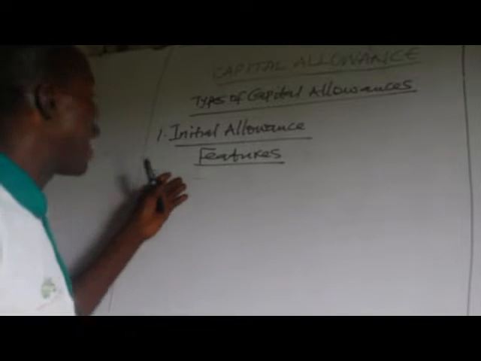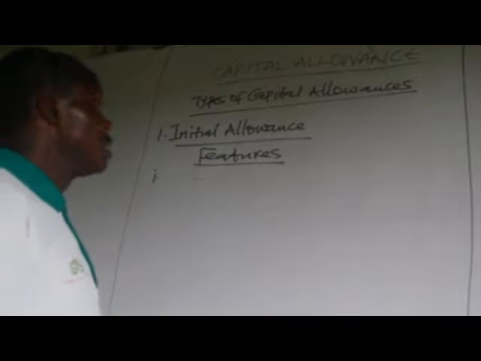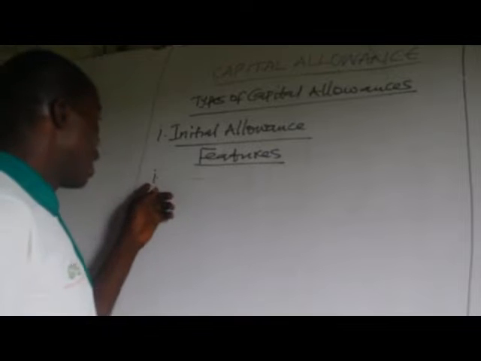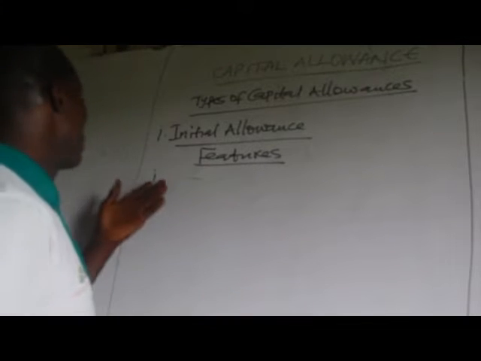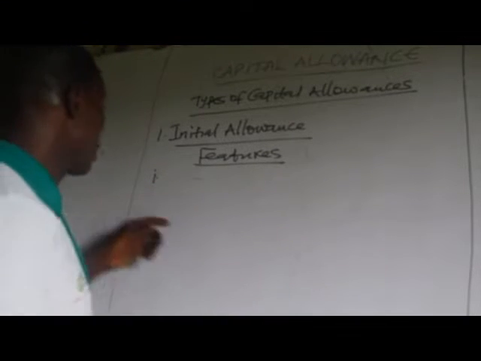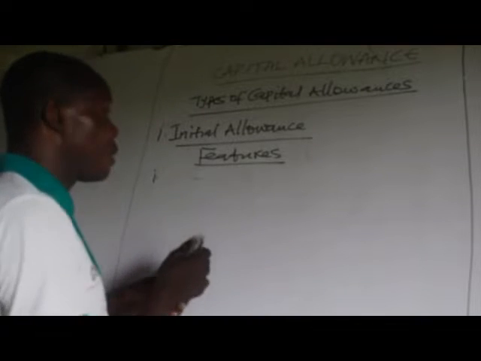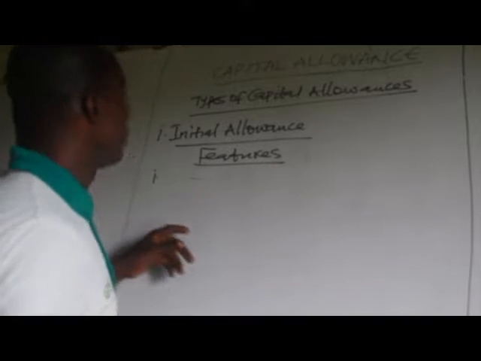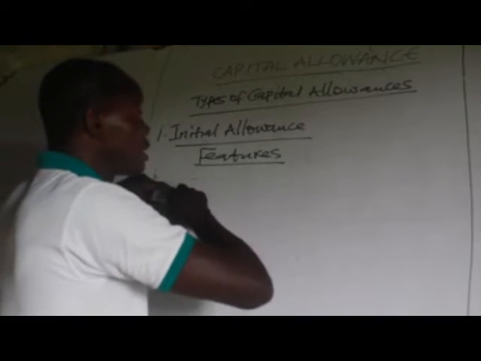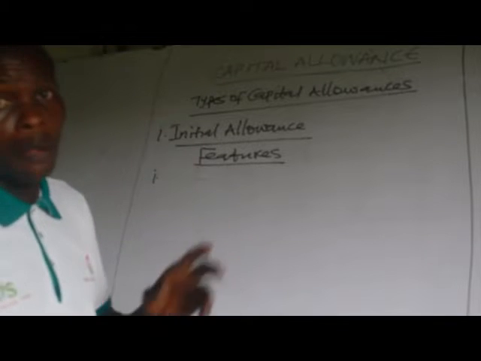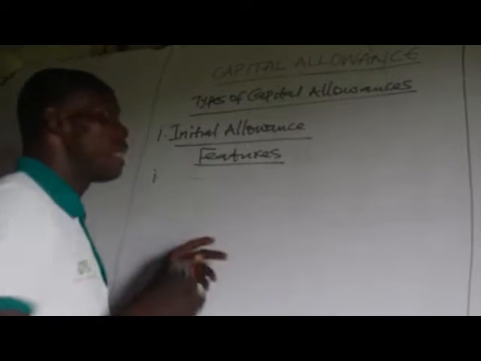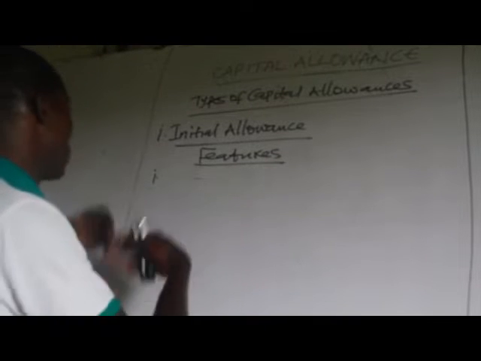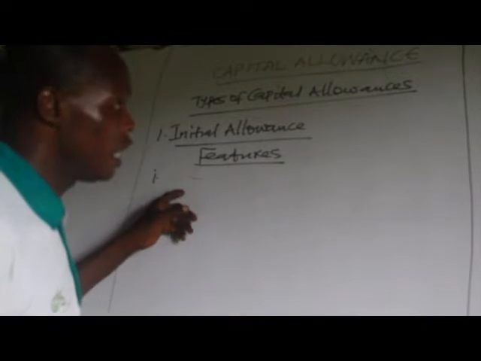Even when the number of months in a basis period is less than 12 months, which usually occurs during commencement of trade or business, you will still claim your initial allowance in full. You don't apply time apportionment to initial allowance. So it should never be prorated. It should be claimed in full.